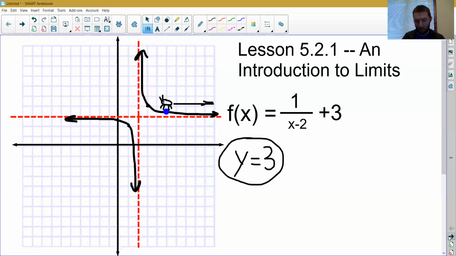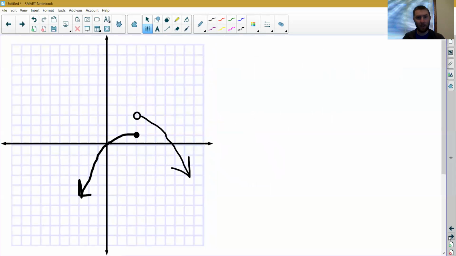We have a new graph, which is actually a piecewise function. It's got a little jump. Okay, so we see this function, this graph generally. Theirs is a little bit flatter than mine, but it's the same general idea.